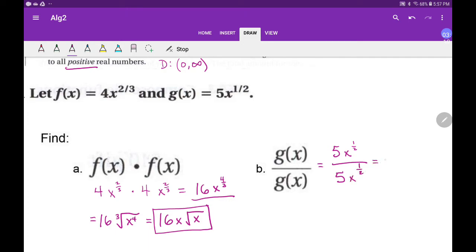Okay, so g of x is 5 times x to the 1/2, and so is itself. And 5 divided by 5 is 1, and x to the 1/2 divided by x to the 1/2. 1/2 take away 1/2, that's x to the 0. You kind of knew this was going to be 1, right? The same thing dividing itself is going to be 1. X to the 0, anything to the 0 is 1, so there we go.